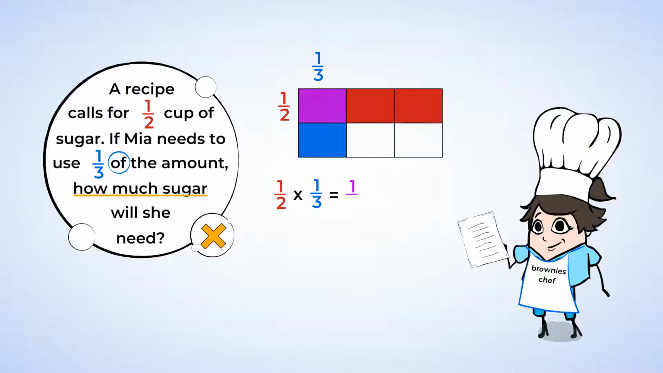And now how many parts do we have in total? Well, that's right, we have 6 sections, which is our new denominator, 6. So 1/2 of 1/3 is 1/6, and Mia needs 1/6 cup of sugar. Excellent work! The use of diagrams like this is only to give us an idea or to visualize that the answer is exactly the same as if we simply multiply the numerators and the denominators.